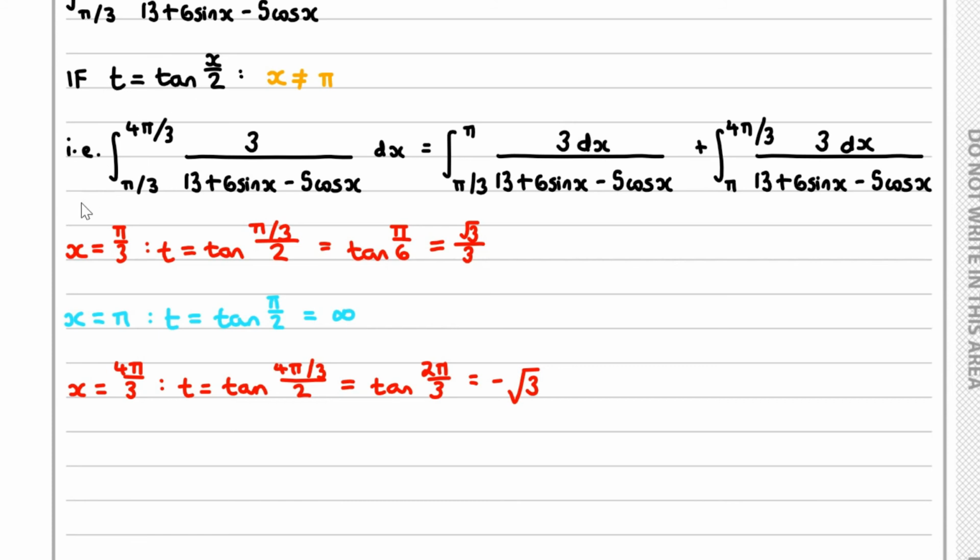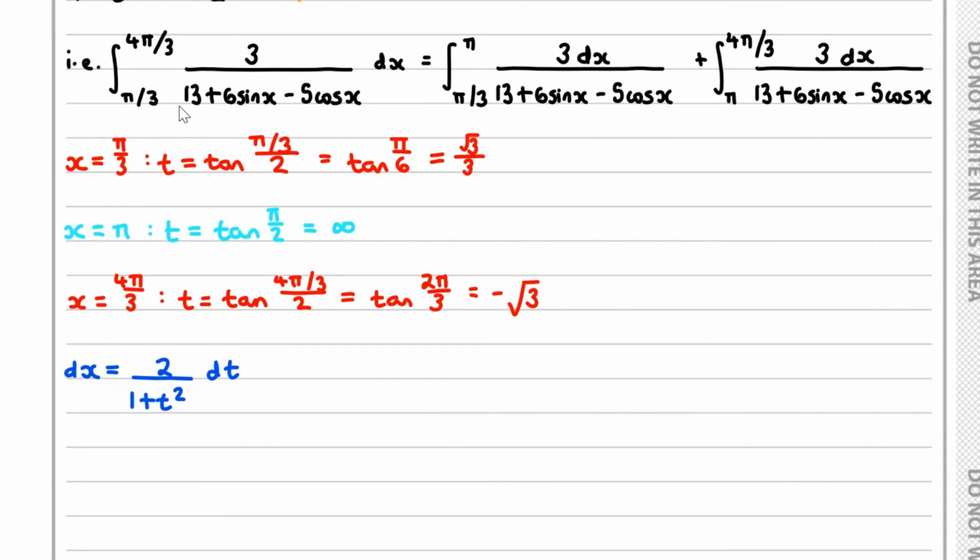And also, if t is equal to the tangent of x upon 2, well then dx is equal to 2 over 1 plus t squared dt. So now what we'd have to do is transform the integrals to t. So let's just write that down. We will now transform this into t.